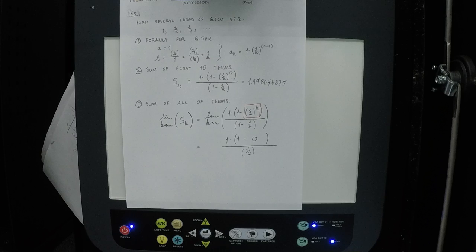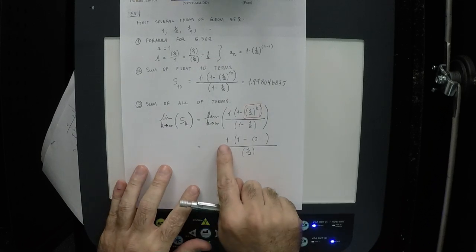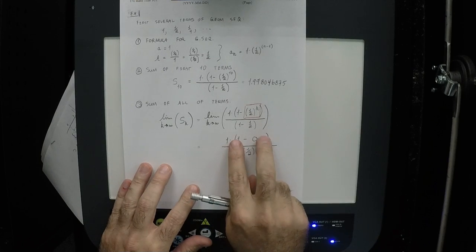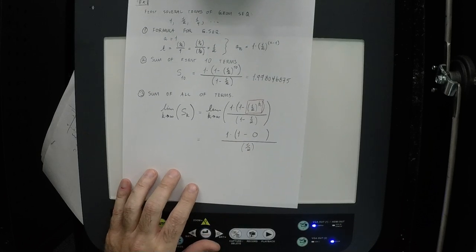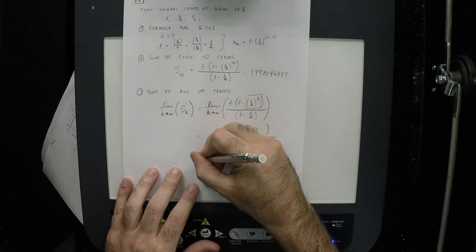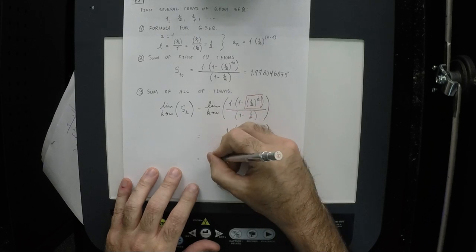So its limit is 0. So 1 times 1 is 1, and then divided by 1/2. What's 1 divided by 1/2? Two.